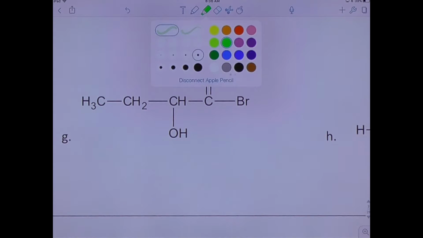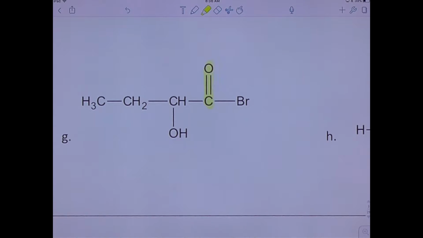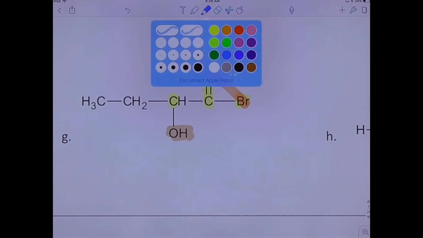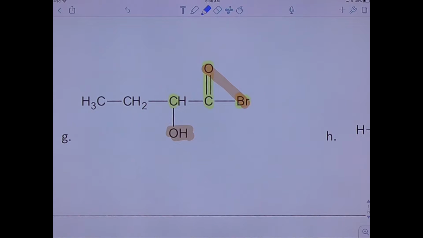All right. Here's your carbonyl carbon. You have a carbon attached to it and a halogen attached directly to it. So that is an acyl halide. You also have an alcohol group there, but it's not part of that carbonyl functional group because it's not directly attached. And you have the parent hydrocarbon.